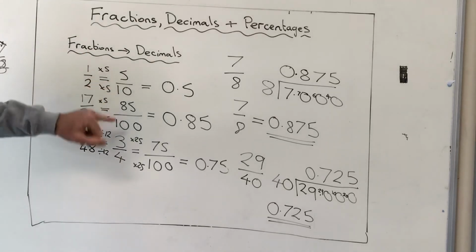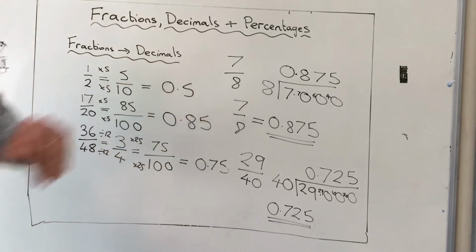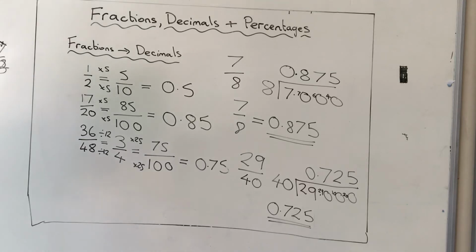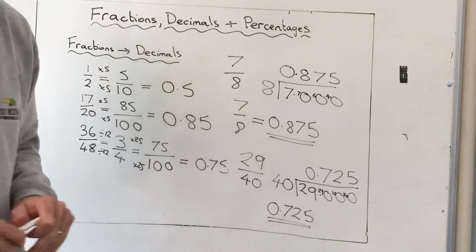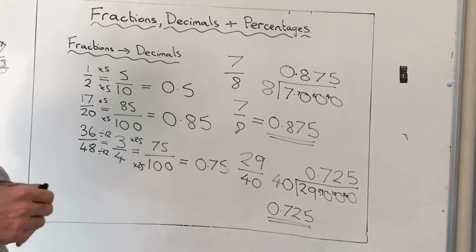And that is how we convert fractions into decimals. Either equate them to a tenth, a hundredth or a thousandth. If you can't do that, you have to do a division sum. Divide the denominator into the numerator. Okay, have a go now at exercise 11.2.